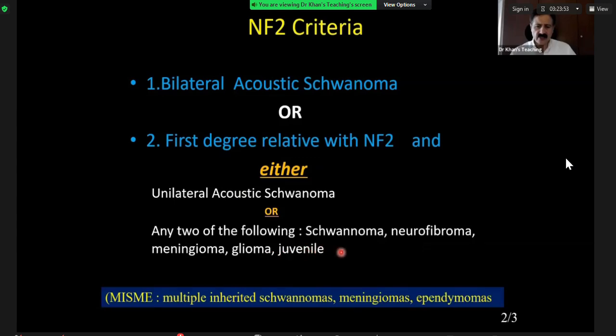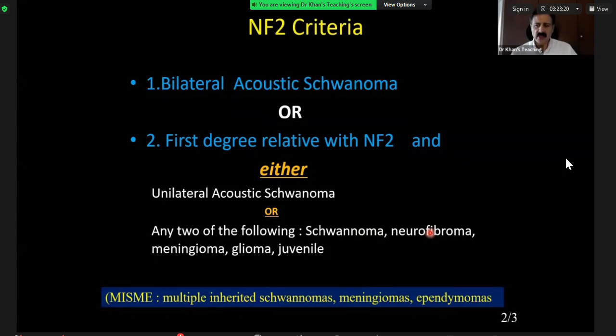And there's a typo here. There can be posterior lens opacity, juvenile posterior lens opacity, which is missing here. So, a way to remember it is MISME: multiple inherited schwannomas, meningiomas, ependymomas. Point to remember here is that neurofibromas can never happen within the intracranial cavity.